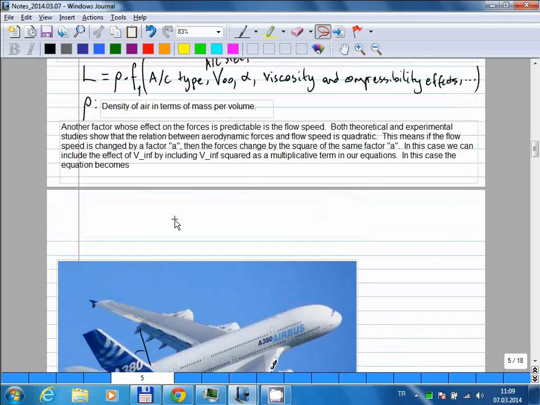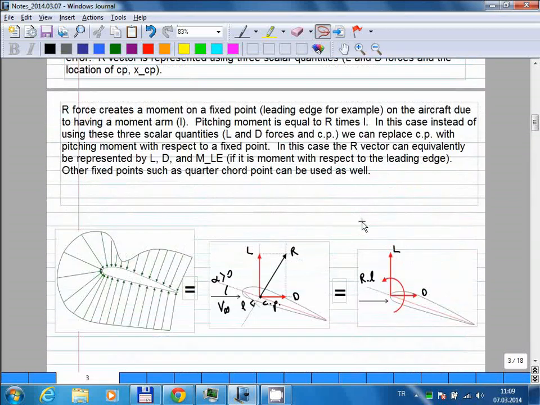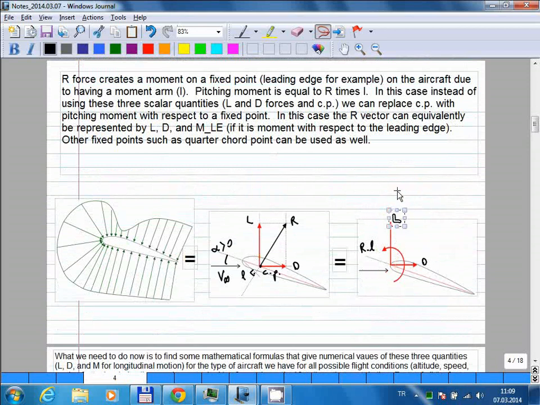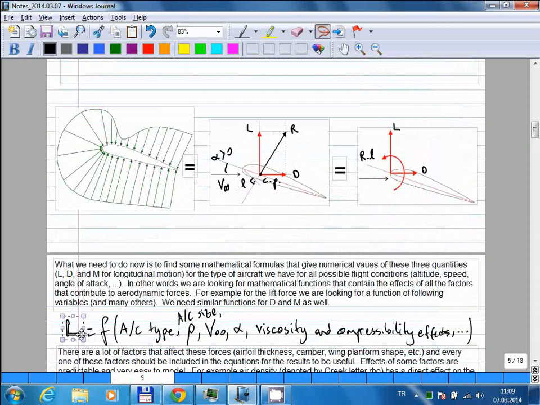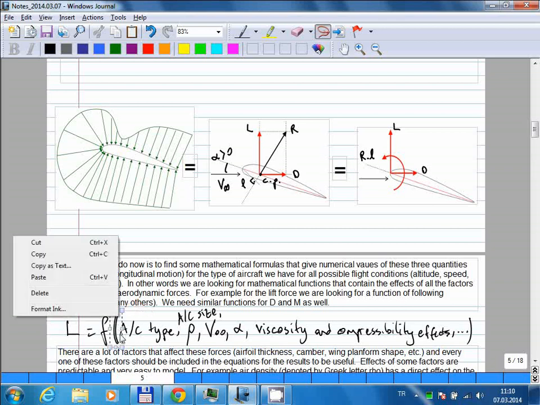Okay, let's see. So let's think about the lift force to start with. So I'm looking for an equation, and this equation will give me the amount of the lift force in any configuration and any flight condition I can imagine. So the aircraft type will obviously be a factor. If I'm working on an Airbus A380 aircraft, it should give me the lift force for that particular aircraft. Or if I study a different type of aircraft, whatever equation I have should give me the lift force for that aircraft as well. So aircraft type should be included in this equation.